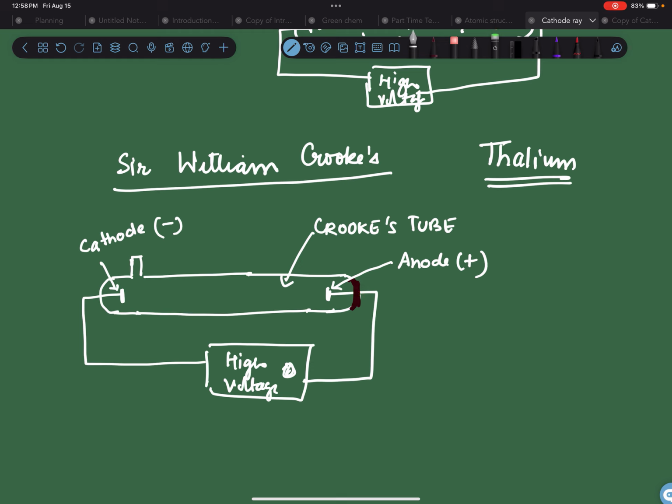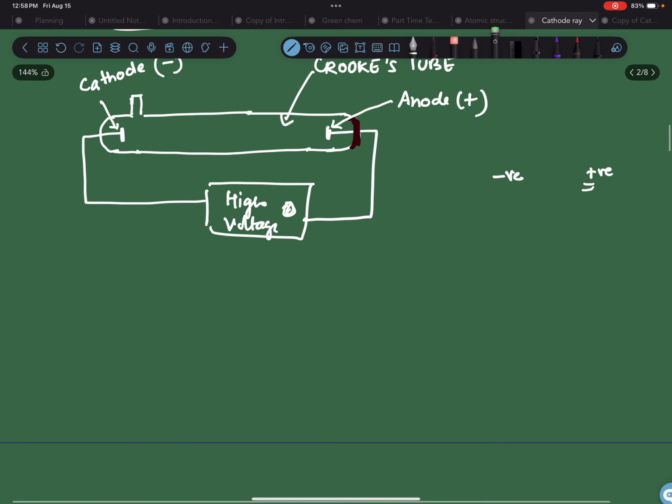Why? Because we know that negative things are attracted towards positive things. So if the glow is observed on this side and not on this side, even if I apply the fluorescent or phosphorescent material on this side, it means the things are coming to this side from that side. And if they are coming to this side and not to that side, it means they are attracted towards the anode, which is the positive terminal. So who would be attracted towards the anode? The one which carries the negative charge. Fine. So one thing is clear, but that is not the conclusive evidence.